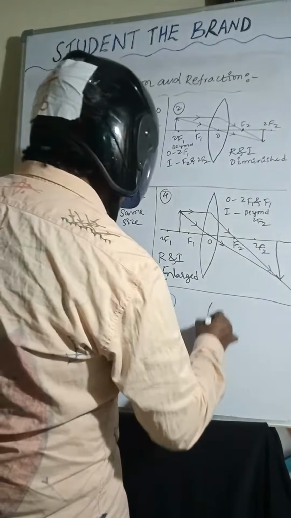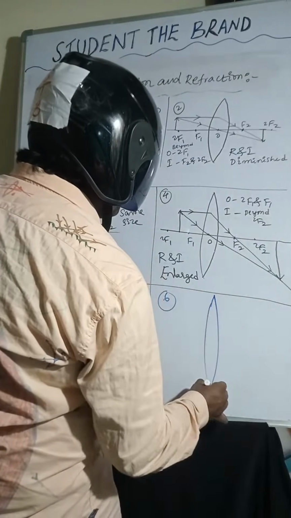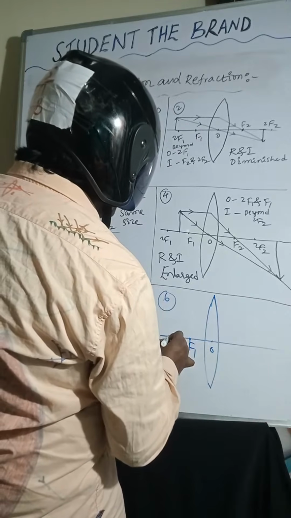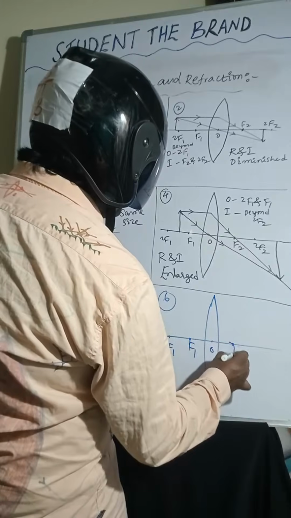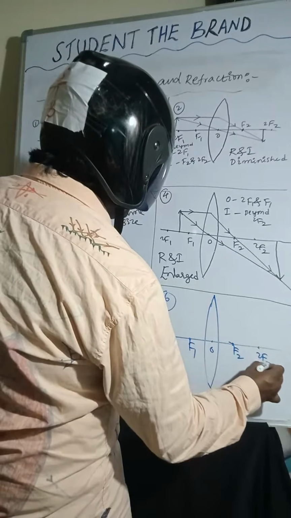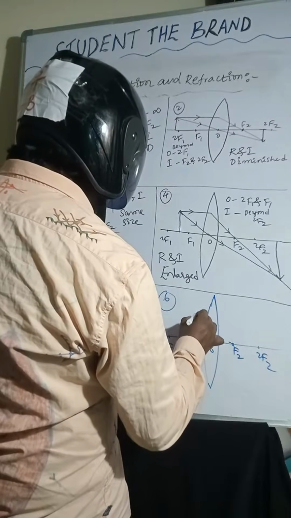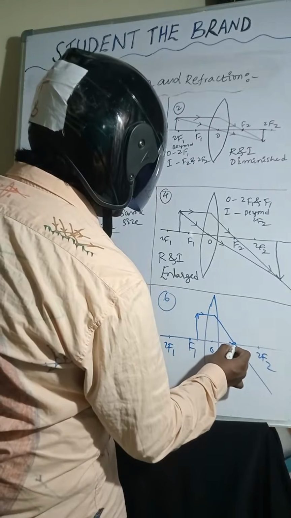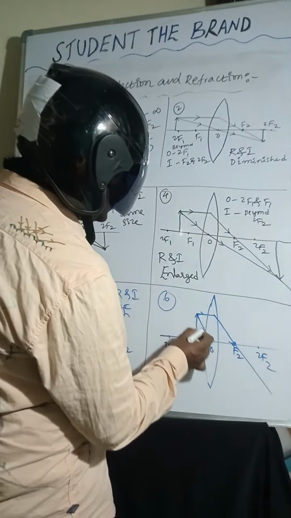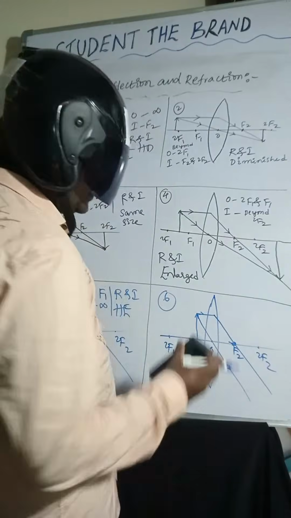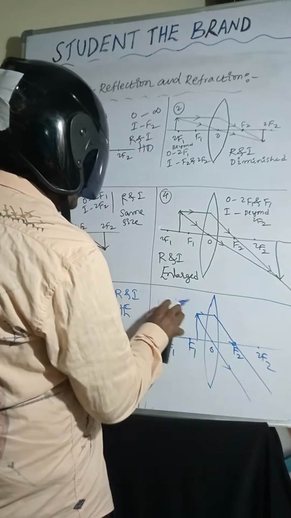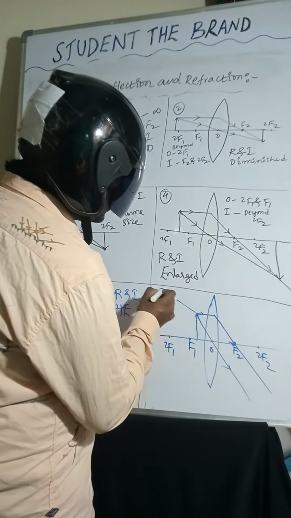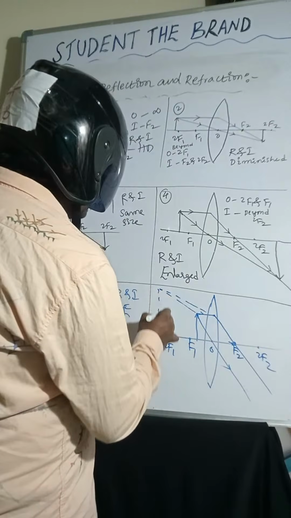Coming to the sixth one, a very important case. Optic center, F1, 2F1, F2, 2F2. So object is placed between F1 and O. One light ray I am taking, it passes through focus. Another light ray is passing through optic center. If you are extending these light rays, the image will form here.